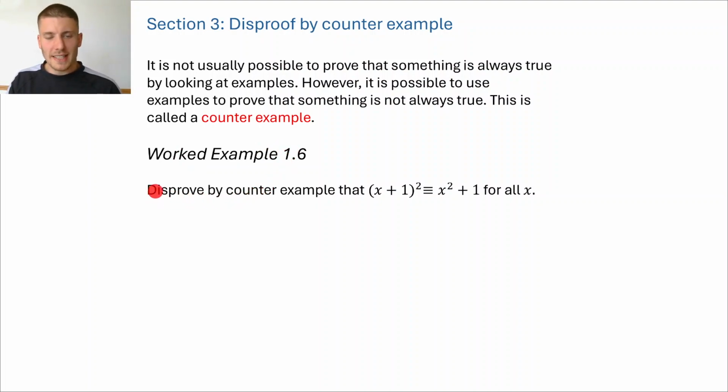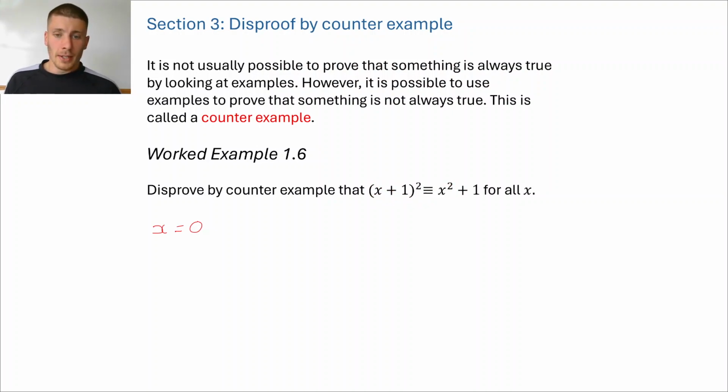So here we go. It says disprove by counterexample that (x plus 1) all squared is equivalent to, okay, this means identity, so it's exactly the same thing as x squared plus 1 for all values of x. Okay, so with disproof by counterexample questions, often a good place to start is just by putting in a value of x and seeing what happens until you find the value of x that burns down the deck of cards, that disproves the statement. So let's go and do that. Let's begin by putting in x being equal to 0 and seeing what happens.